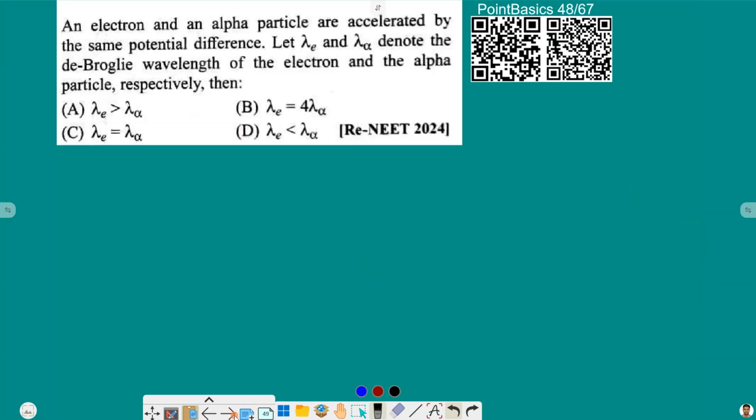So moving to the next one. An electron and an alpha particle are accelerated by some potential difference. λe and λα denote the de Broglie wavelengths of the electron and the alpha particle respectively. Then we have to find out their relation.